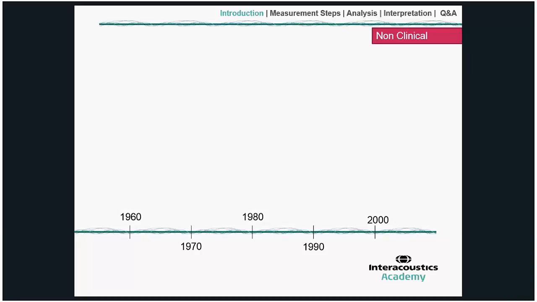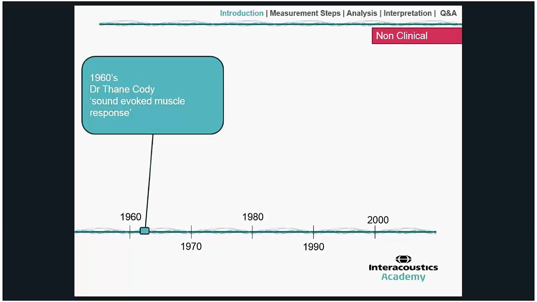If we go back in time and look at how these vestibular evoked myogenic potentials were first discovered, they were first described in the literature back in the 1960s, and Dr. Cody was the first to make these measurements. What they described in their papers was a sound evoked muscle response. They thought that when a sound of sufficient intensity entered the ear, it changed some activity in muscles, and the original thought process was that this arose from the auditory system being stimulated and not the vestibular system.